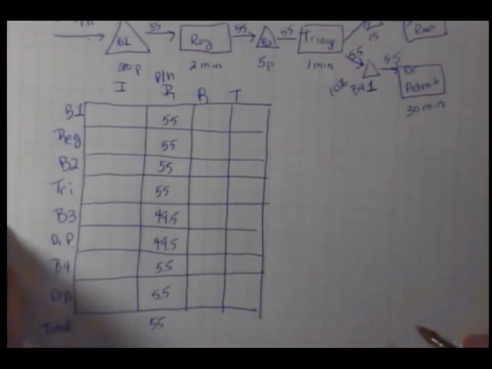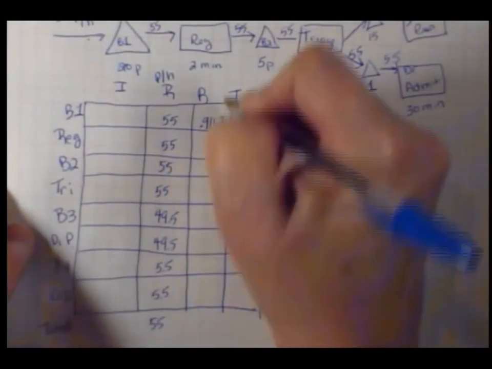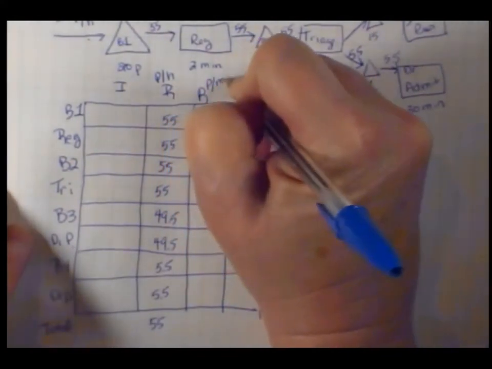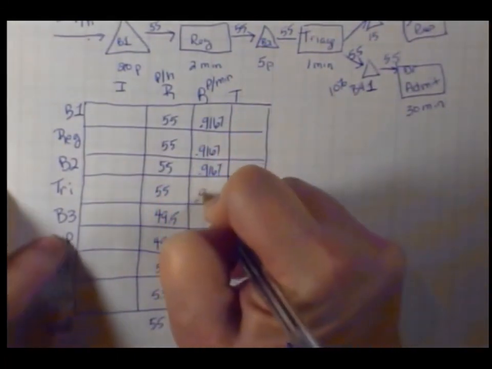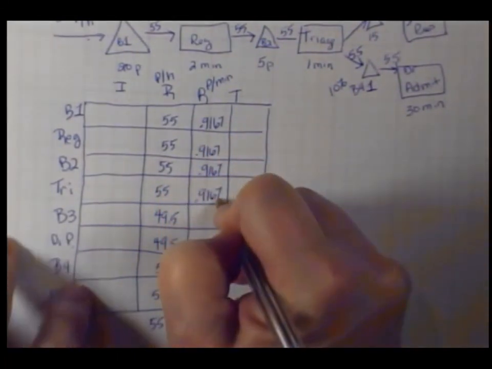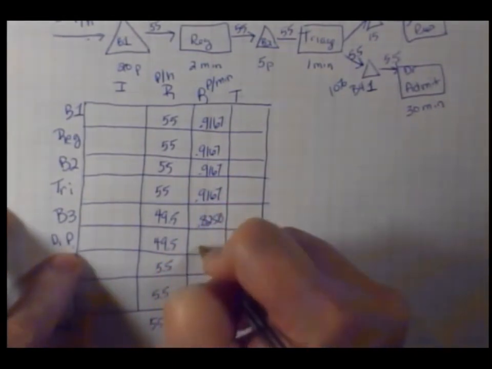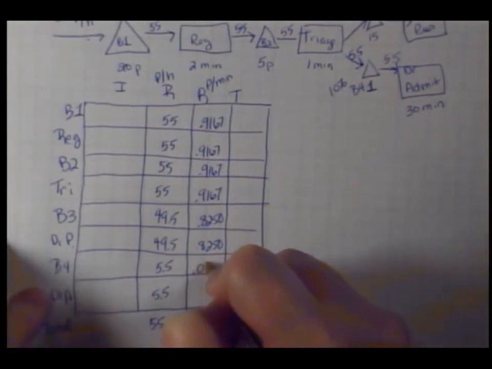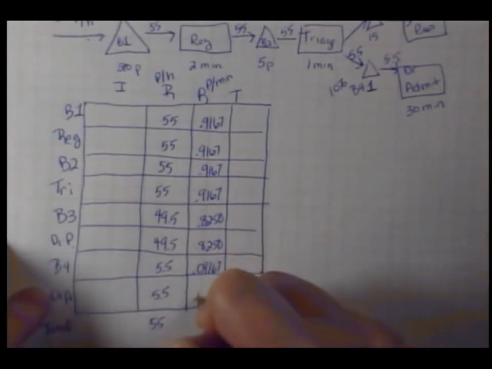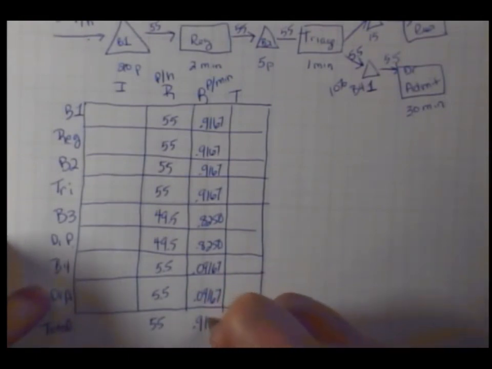All right, and because we did the calculations before, we know that 55 patients per hour is 0.9167 patients per minute. And we know that 49.5 is 0.8250. And we know that 5.5 is 0.09167. Okay. So now I've got my throughput entered across the board.